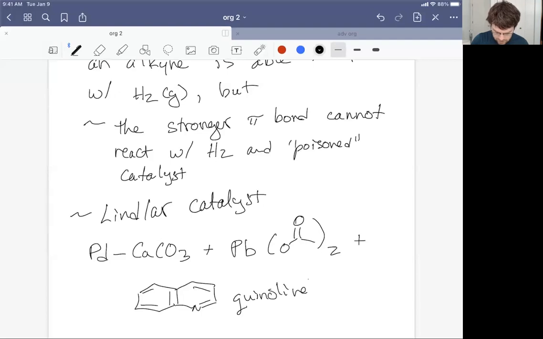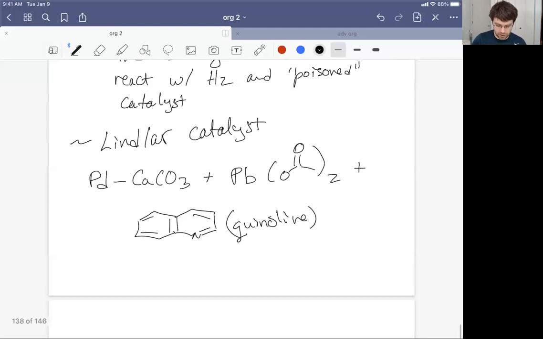So if you mix these together, you get a palladium catalyst that is not as active as palladium on carbon is. It's still active enough to react with the third bond within an alkyne, the weakest bond, the weaker of the two pi bonds, but it's not able to do an exhaustive hydrogenation. So you get a partial hydrogenation. Let's get into it. So what is the outcome here?